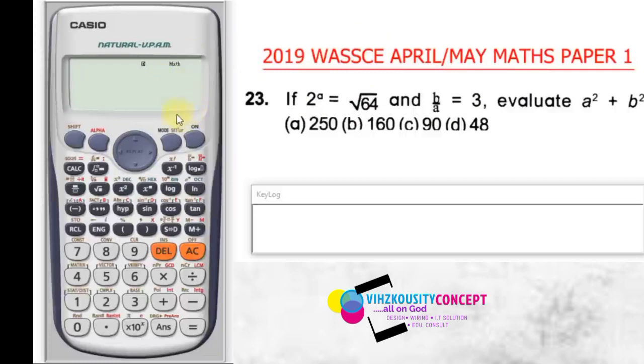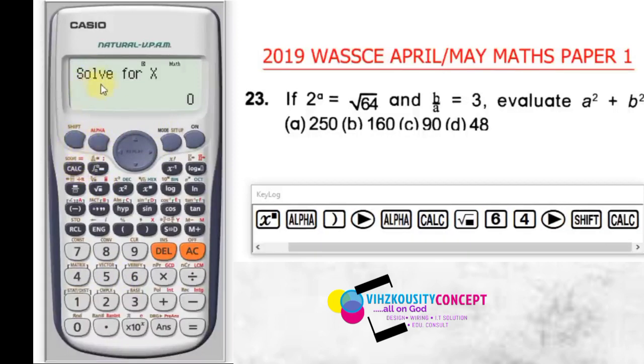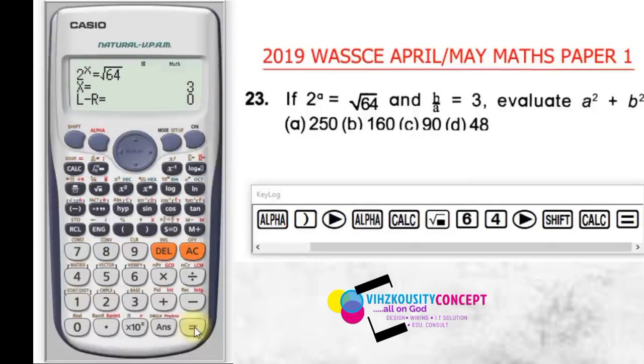So let's input our equation into the calculator. I'm going to have 2 raised to power X, alpha, close bracket. Now we'll come out of the power to press the equality sign, alpha calc. That is equal to square root of 64. Then I can check to see that I can go ahead to solve for X. And to do that, I'll press shift calc. I want to solve for X taking 0 as the initial value. I'm okay with that, and I'll press equal to. So the value of X is 3. X is 3, right?